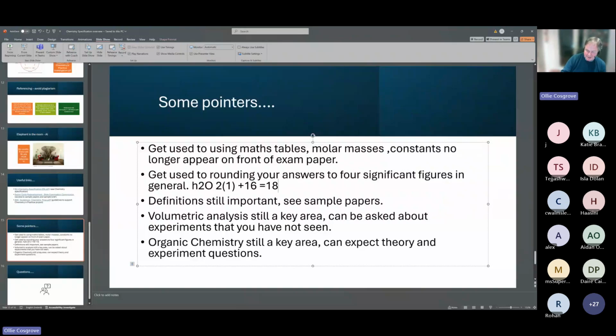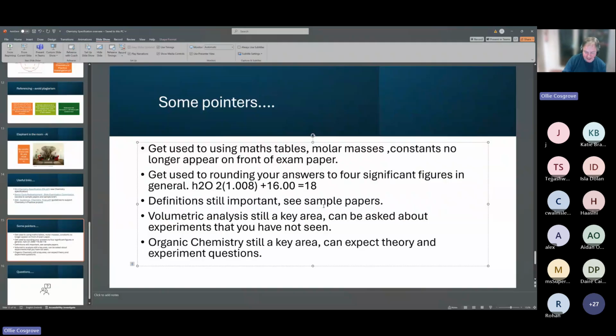But now they want us to use the molar masses to 4 significant figures. So I think oxygen is something like 16.00, something like that. And hydrogen is maybe 1.008, something like that. So we just need to be aware of that now. And we always round our answers to 4 significant figures unless they tell us differently.